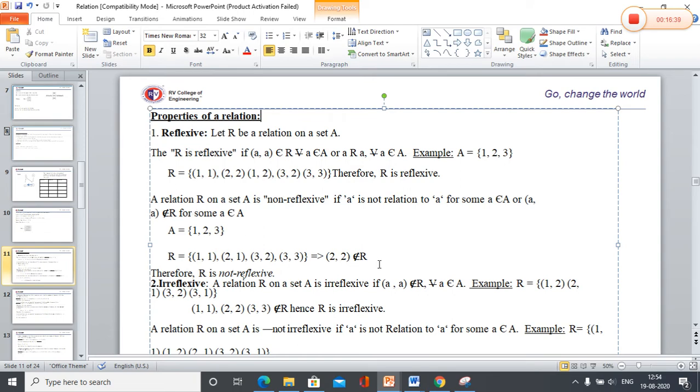So (2, 2) does not belong to R. For one pair it is not true. We will say that R is not reflexive. Okay, so this is the first property of the relation.